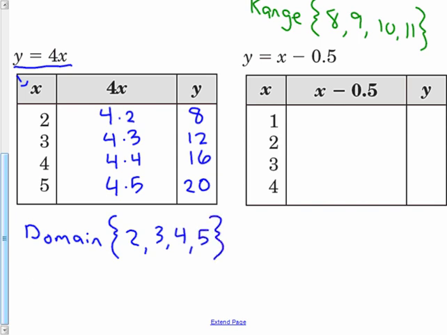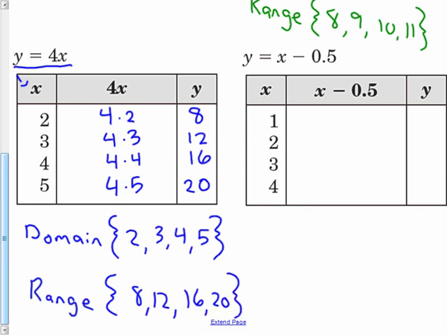And my range, again, range is your y values. I have 8, 12, 16, and 20. There's a function table using multiplication. You can make a function table using any operation, as long as you have the algebra equation.